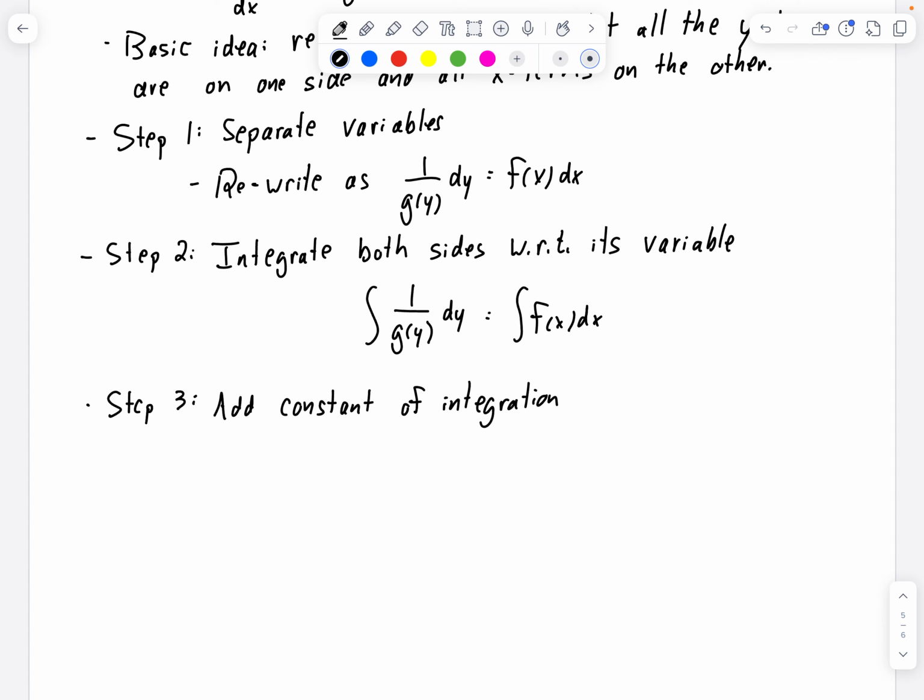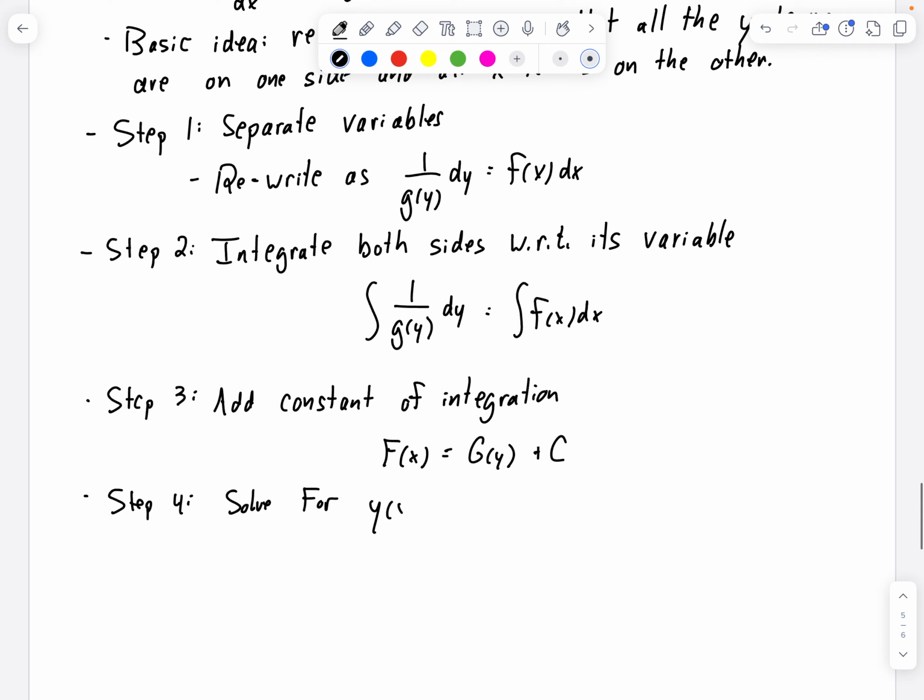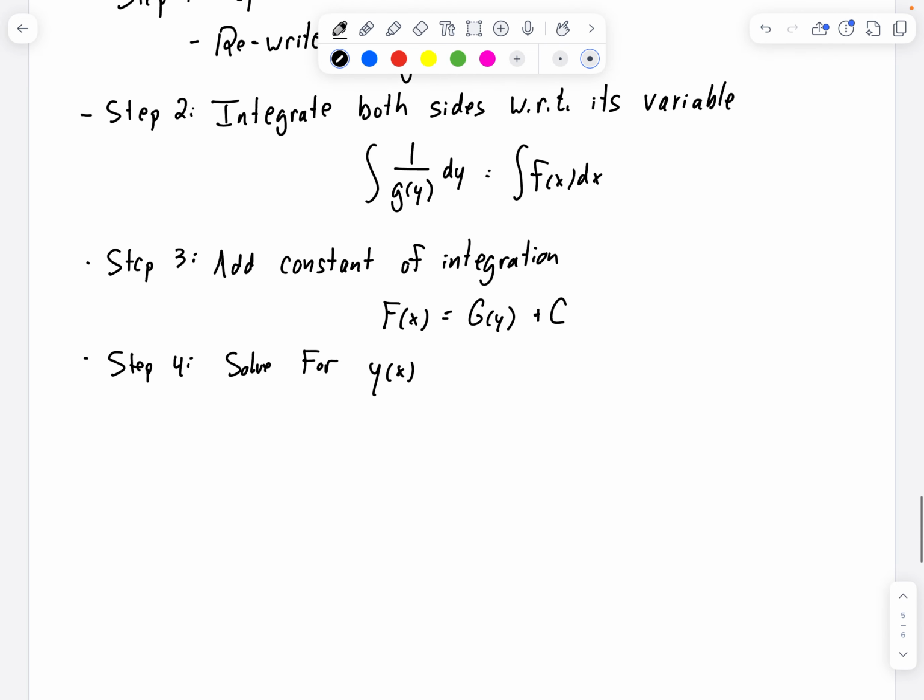So in this case, we would have, let me rewrite this as capital F now. Capital F of x is equal to g of y plus some constant c. And finally, step 4, we would solve for, for example, y of x. So let's do an example then.